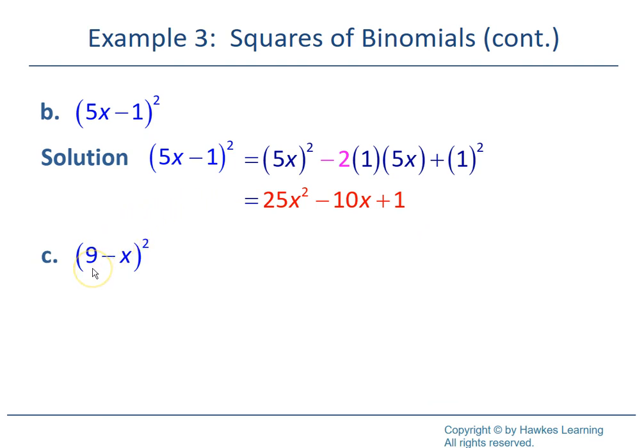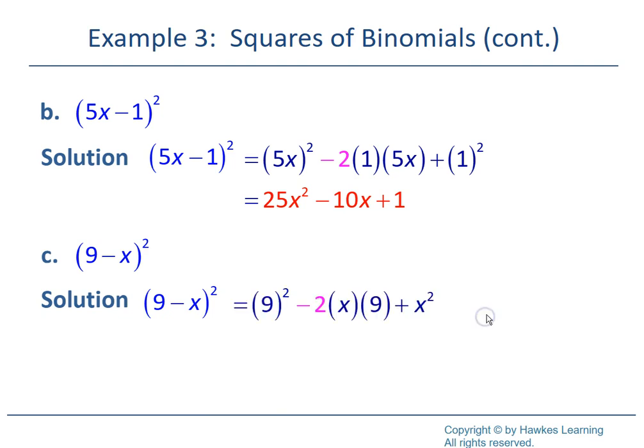So let's try this one. Square the 9. That's 81. Multiply these two together. That's a negative 9x. Double this. A negative 18x. And then square a negative x. Negative x times negative x is positive x squared. They laid it out for you. There's the doubling. And there's the answer. This is a perfect square trinomial.